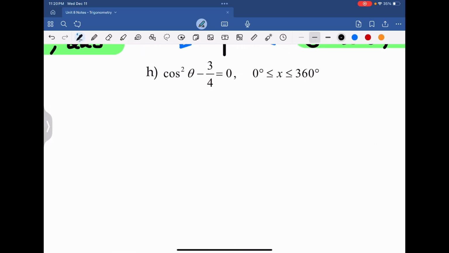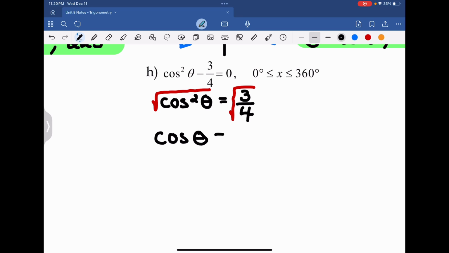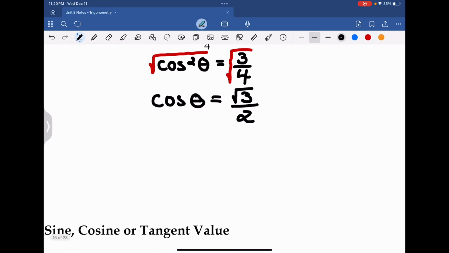Okay, let's go over to this one. Again, another one where you have to do a little bit of algebra. What I'm going to do is say cos squared theta is equal to, I add the 3 over 4 to the other side. When I take the square root of both sides, because it's a cos squared function, it gives me the individual cos theta, which is equal to root 3 over 2, because I can individually square root 3 and 4.